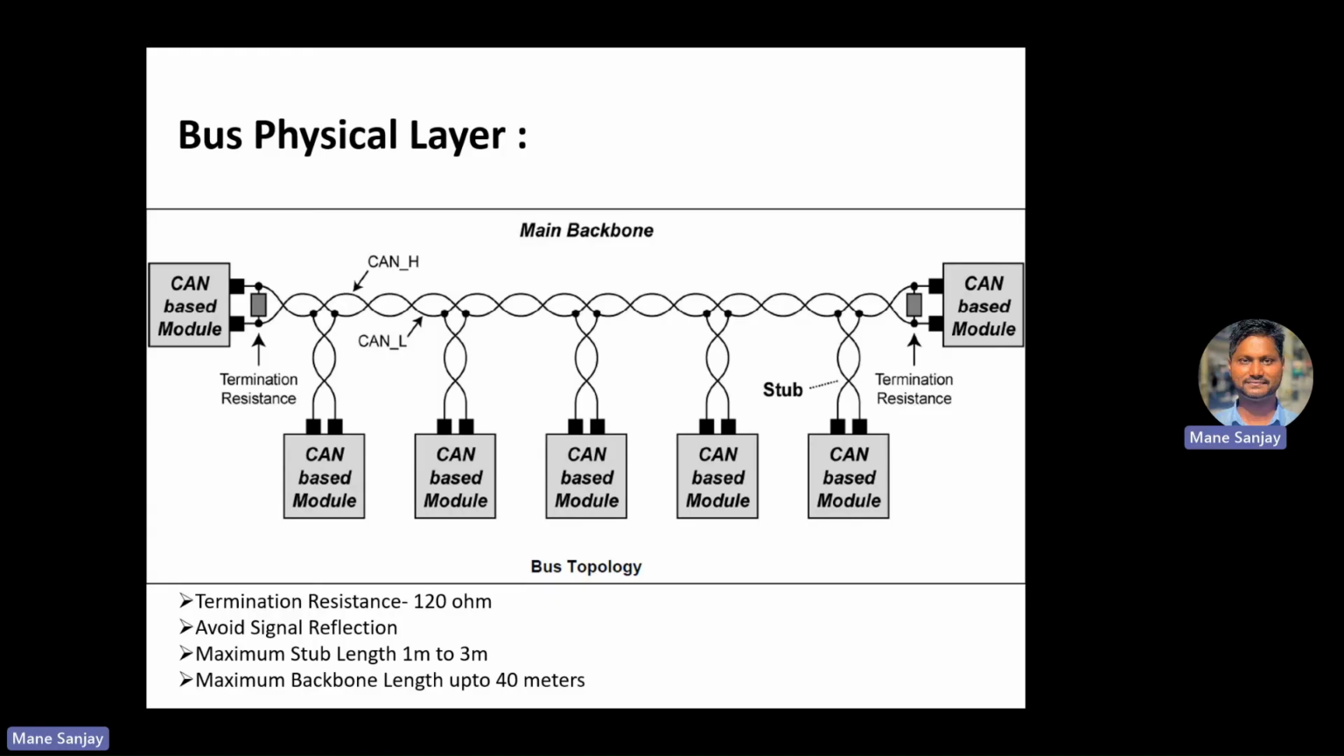This is because when we consider the main backbone length of 40 meters and the stub length of 3 meters, and we calculate the characteristic impedance, which is from the inductance and capacitance present in the line, you would not get a value more than 120 ohm. It's a worst case value. So that's why the 120 ohm termination is universally accepted in the CAN protocol. So let's jump to the next slide.